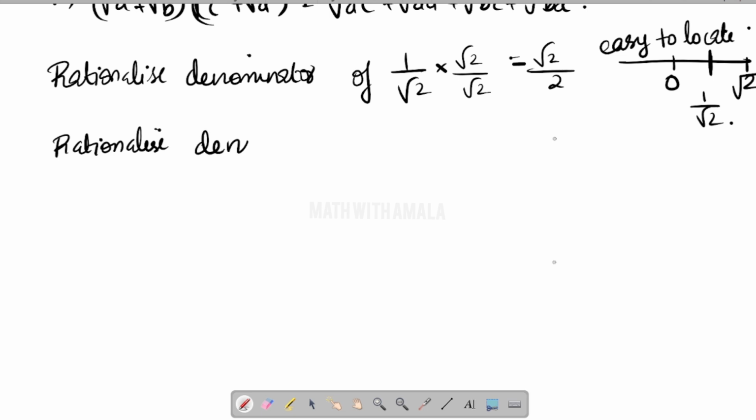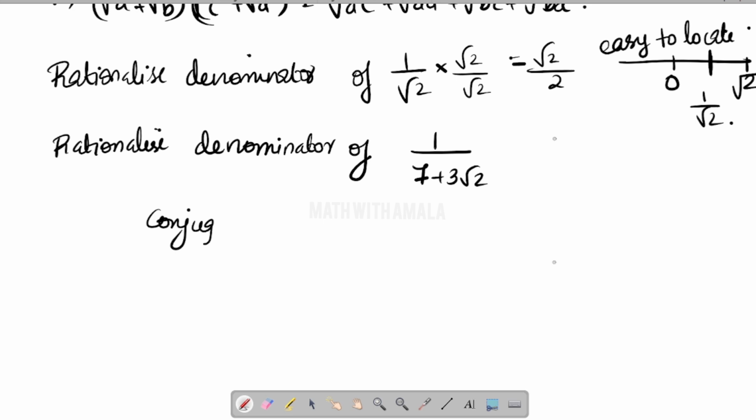So you can say it is lying in between 0 and root 2. Because the reciprocal of a number will lie only in between 0 and that number itself. Since it is not a negative number, it will be in between 0 and root 2.